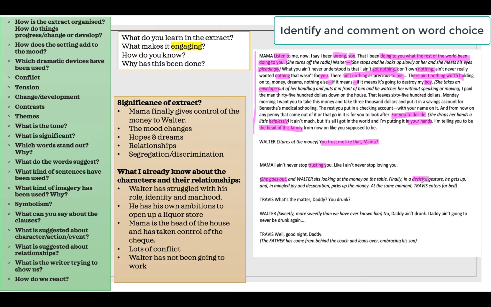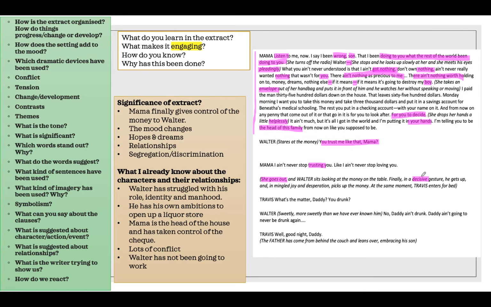Now, look at this word decisive. This is not the Walter that we've seen previously. This is the Walter that we now see because Mama has given him her trust and she's given him the money. It's almost like this has transformed him. He now is able to be decisive, to make decisions because she has empowered him to do that.